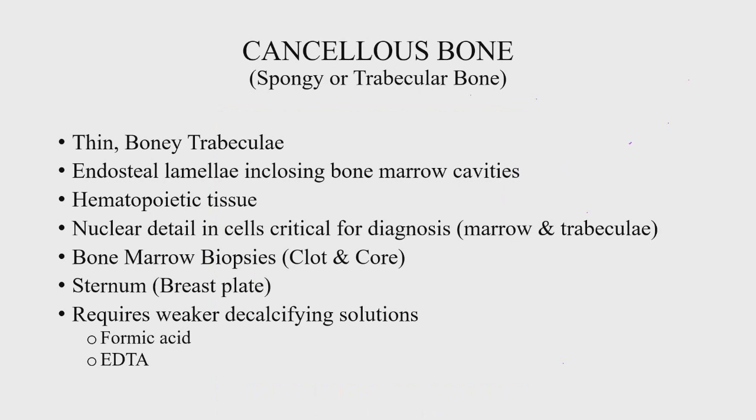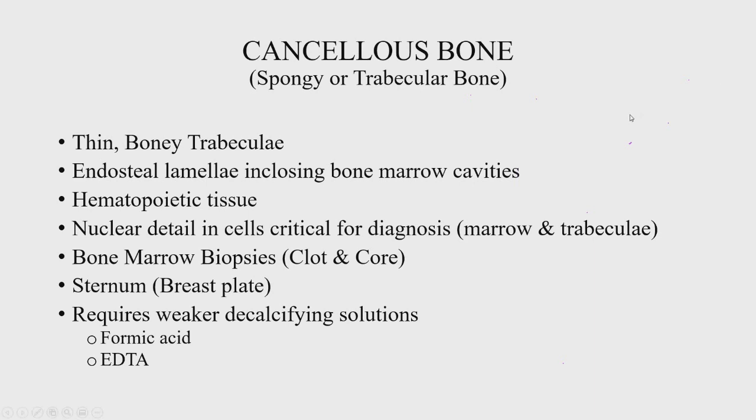You have the compact bone, which is very dense, and now you have the cancellous bone, what's called cancellous, which is spongy or trabecular bone. Now, as it says here, these are thin, bony trabeculae. These are thin plates. One of the most common examples that we see of this are in bone marrow specimens. Very thin. They're almost like islands, these trabeculae that run through the bone marrow.